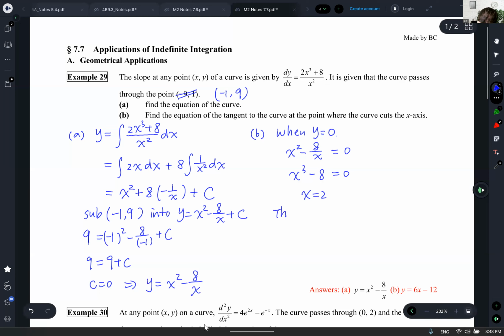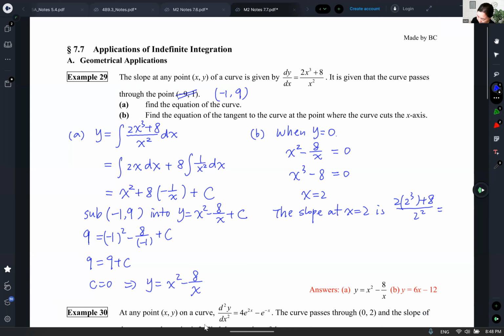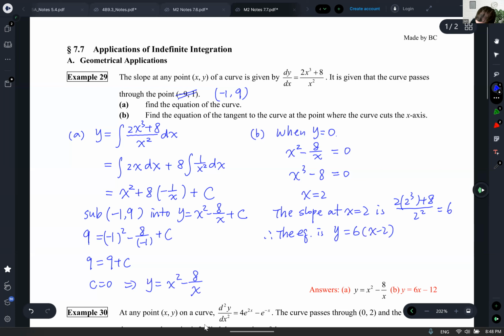Therefore, the slope at x equals 2 is 2 times 2 cubed plus 8 divided by 2 squared. And that is 24 divided by 4, that's 6. Therefore, the equation is y equals 6x minus 2, that is y equals 6x minus 12. And then you're done.